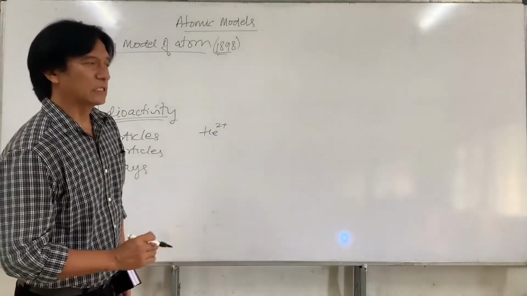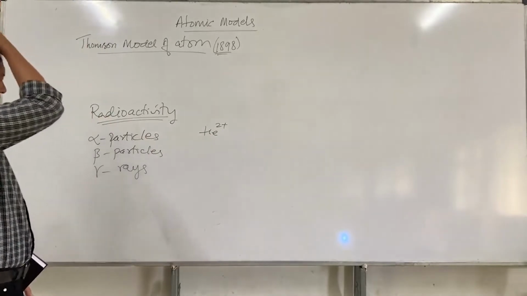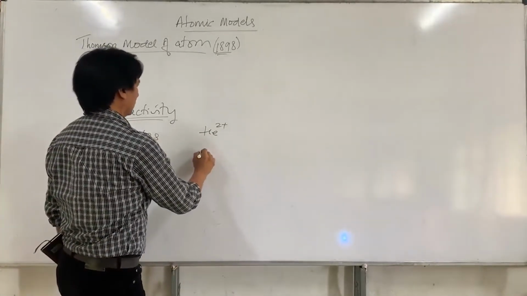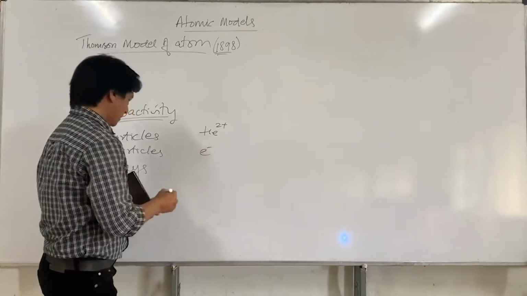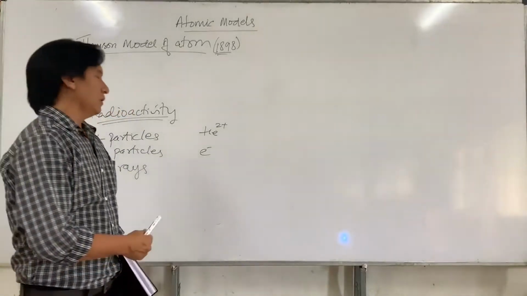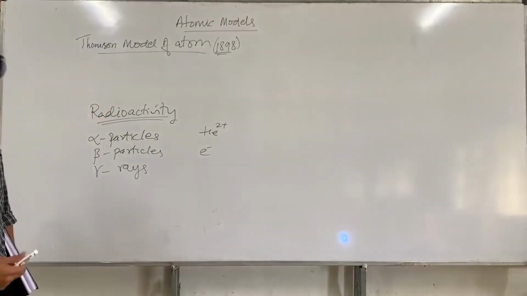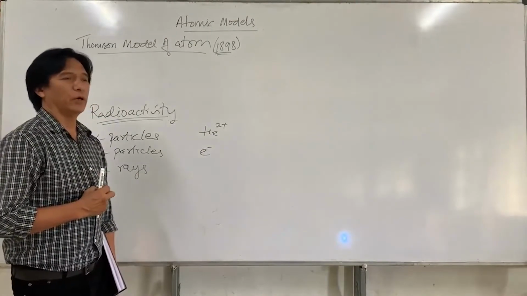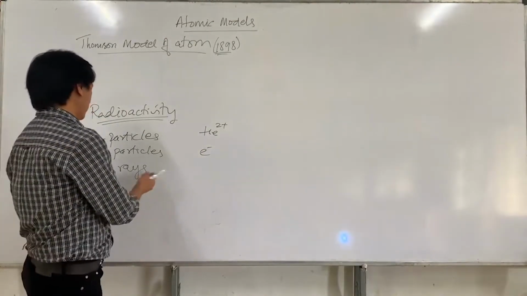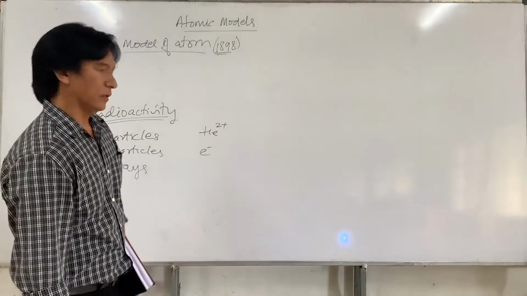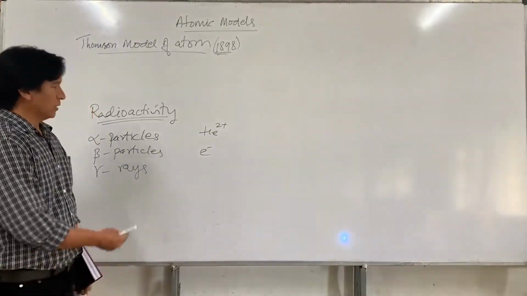The beta particles are negatively charged particles, and they are similar to your electrons, right? And then the third thing is your gamma rays. Now these gamma rays are like your X-rays, and they have no charge as such. They are neutral in nature.